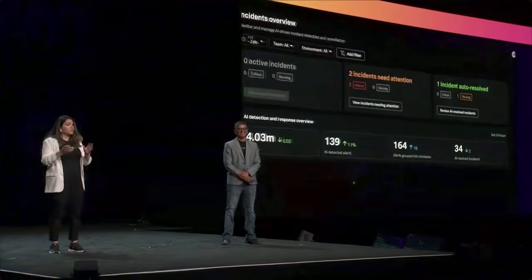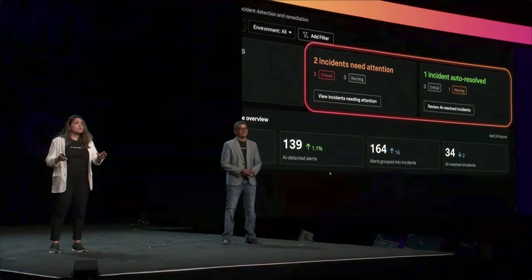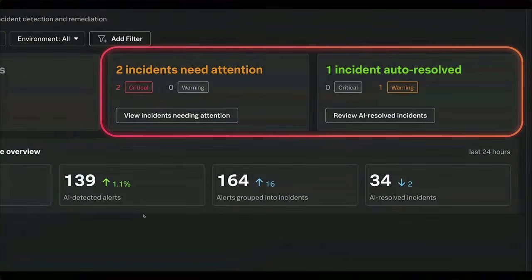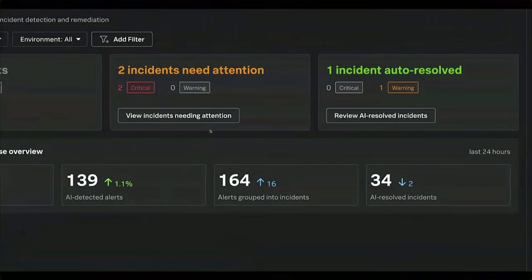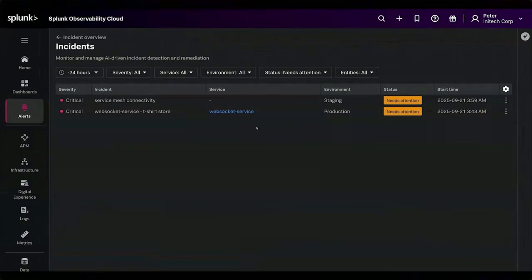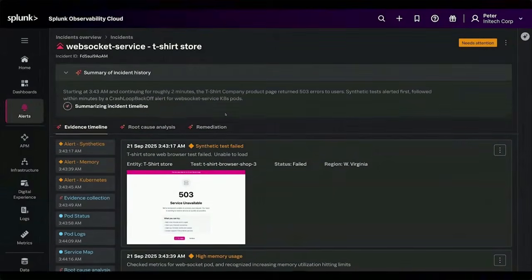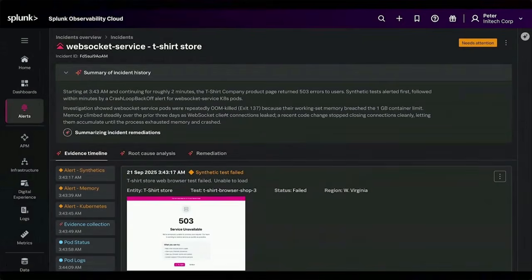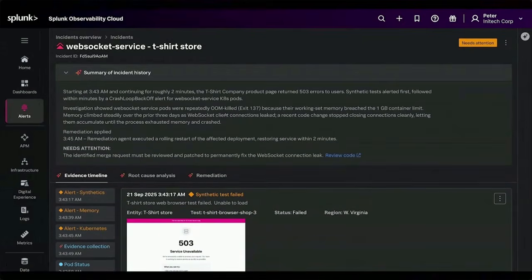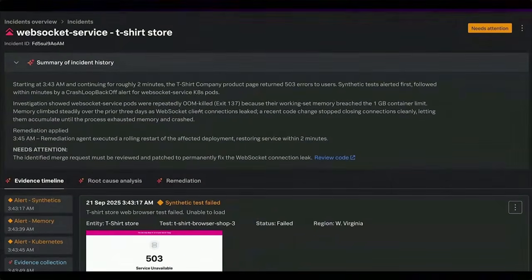I'm sipping my coffee and looking at what AI agents in Splunk Observability Cloud have done for me overnight. So it looks like the AI agents detected several issues, grouped alerts into incidents, and even automatically resolved some for me, so I can focus on what really matters. Let me dig into this production issue. So it looks like at 3 a.m., my website stopped loading. I can see a summary of the issue, the root cause, and my next steps.